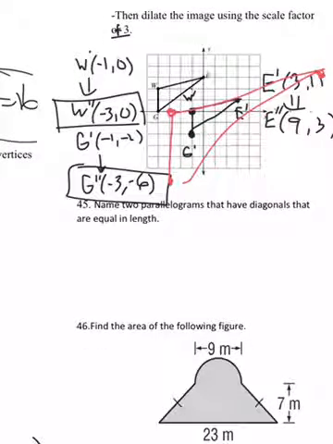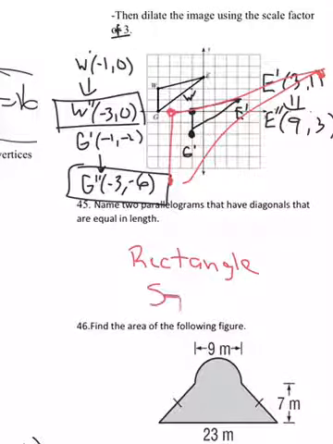Name 2 parallelograms that have diagonals that are equal in length. That would be the rectangle, and because the rectangle has it, so will the square. Only 2 parallelograms, the rectangle and the square, have equal diagonals. The rhombus, they can be different lengths. They'll be perpendicular, but that doesn't really matter too much here.